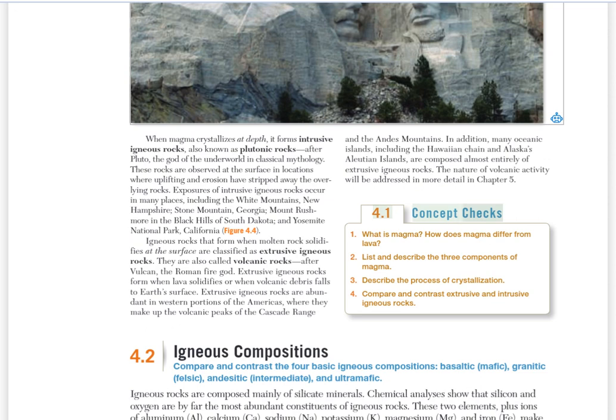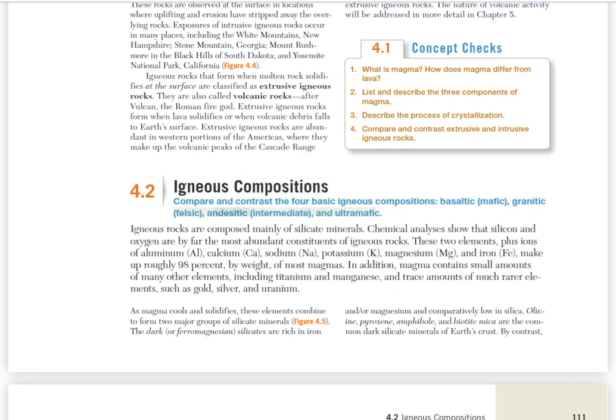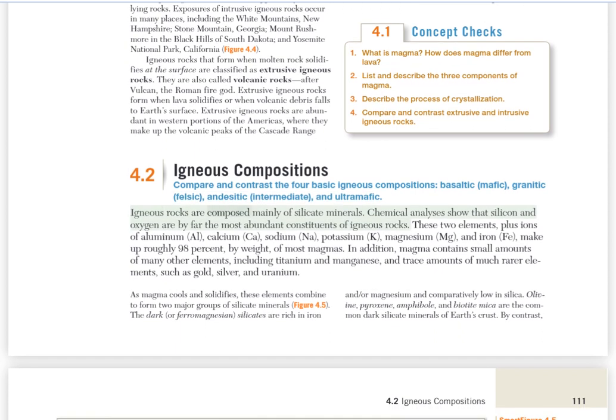4.1 Concept checks. 4.2 Igneous compositions. Compare and contrast the four basic igneous compositions: basaltic, granitic, andesitic, and ultramafic. Igneous rocks are composed mainly of silicate minerals. Chemical analyses show that silicon and oxygen are by far the most abundant constituents of igneous rocks.